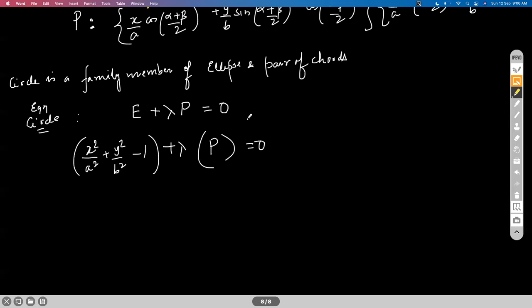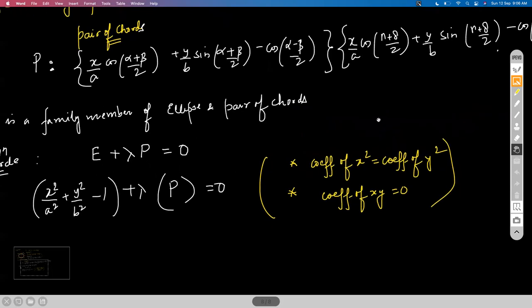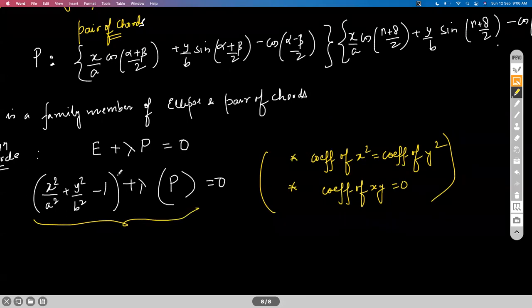You already know the characteristic of a circle: the coefficient of x square and y square should be equal and the coefficient of xy is zero. So for it to represent a circle, please ensure two things. Coefficient of x square should be equal to coefficient of y square, and coefficient of xy must be zero because in a circle there is no xy term. So I'm going to pick up the xy term from this equation and put it to be zero. By the way, the ellipse part doesn't contain any xy term, so all xy terms will be in P.